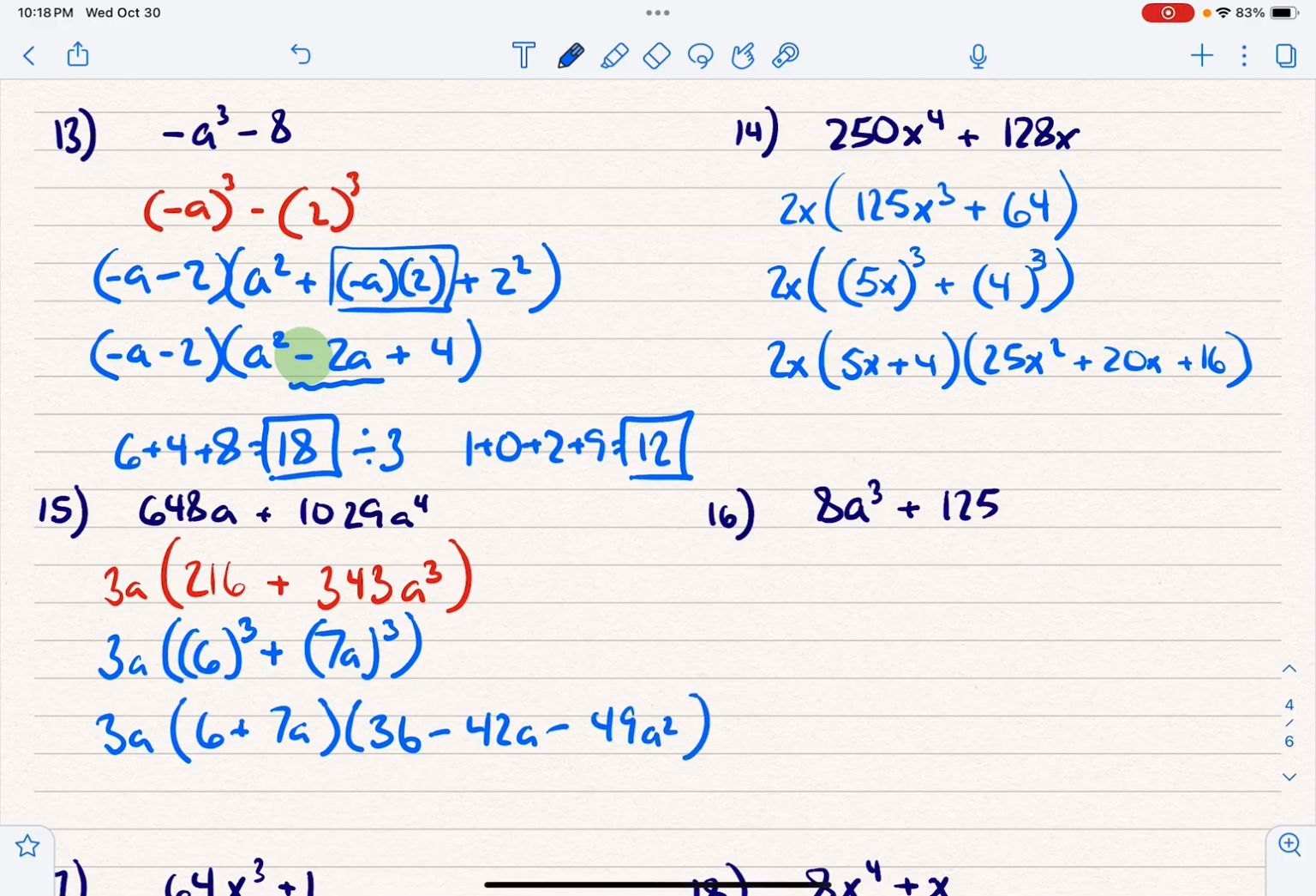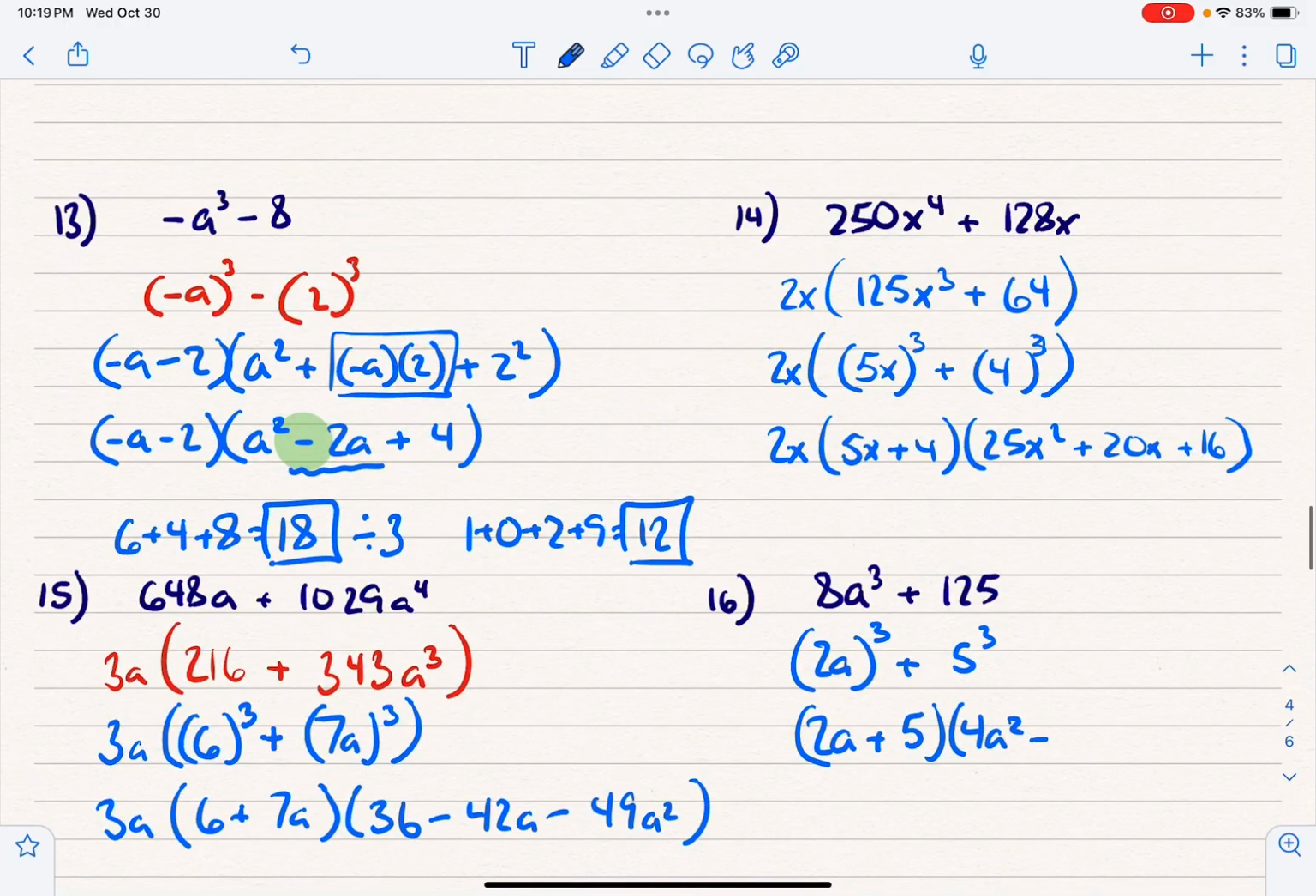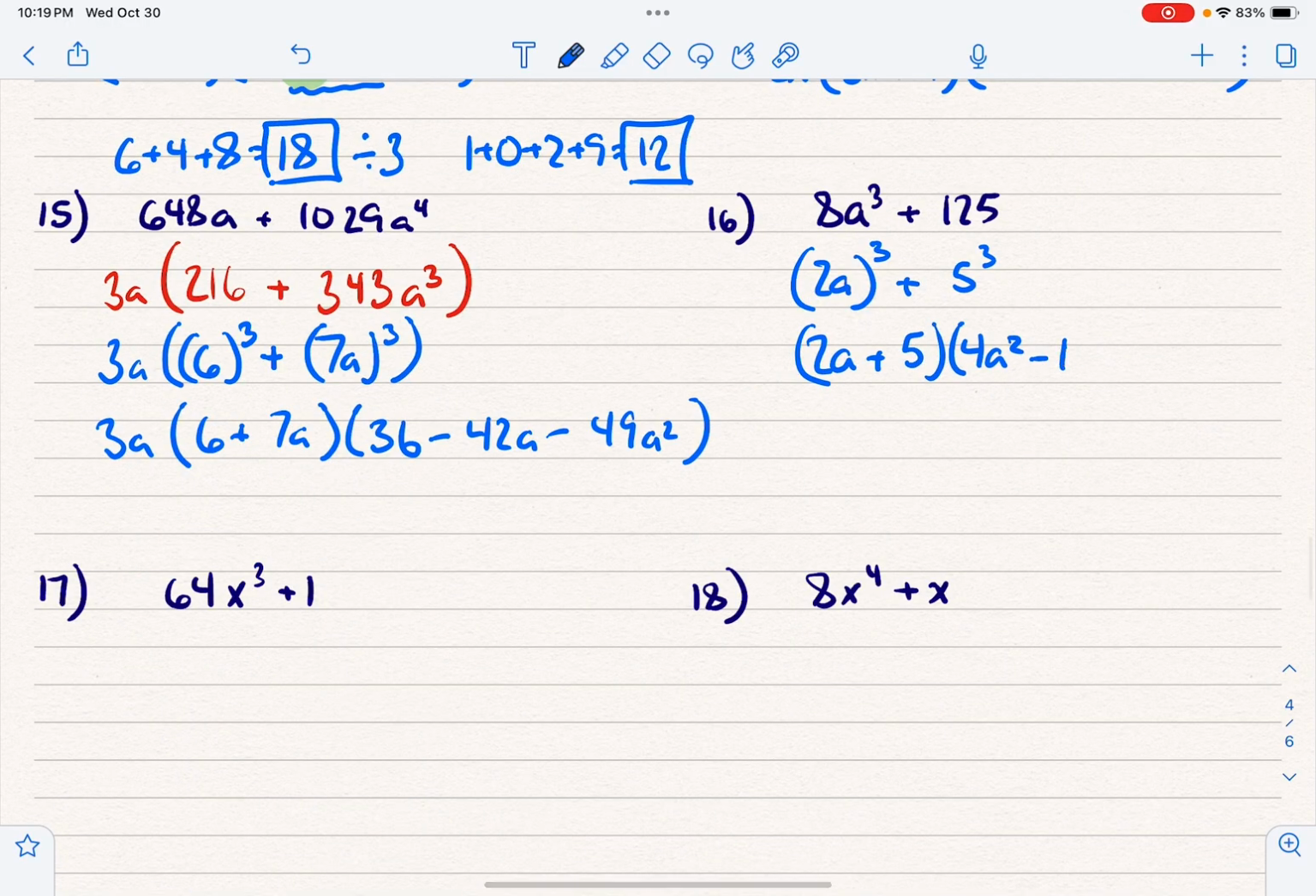All right, number 16. This one, yay, we just get to factor it as it is. This is 2a cubed plus 5 cubed, so therefore it is 2a plus 5 times 2a squared, which is 4a squared, minus 2a times 5, which is 10a, plus 5 squared, which is 25.